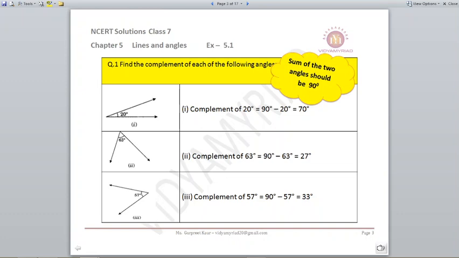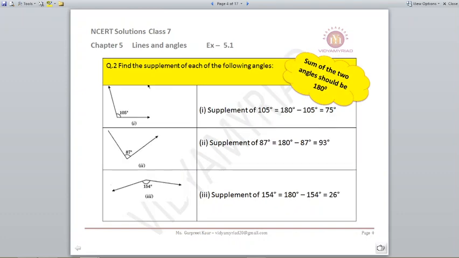Same way, in the second case, it is given 63 degrees. So 90 minus 63 gives you 27. So children, remember, the sum of both the angles should be 90 degrees. That is why if one angle is given to you, we can easily find the other angle by subtracting it from 90 degrees. Third case, you are given 57 and we have to find its complement as 90 minus 57, which is equal to 33. Question number 2.